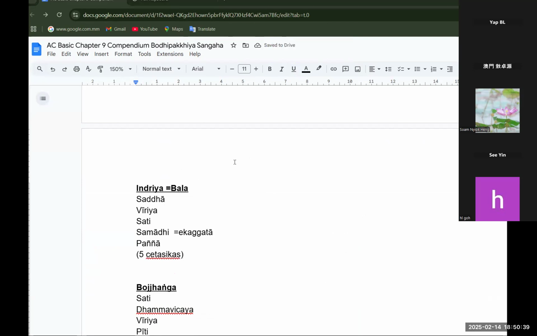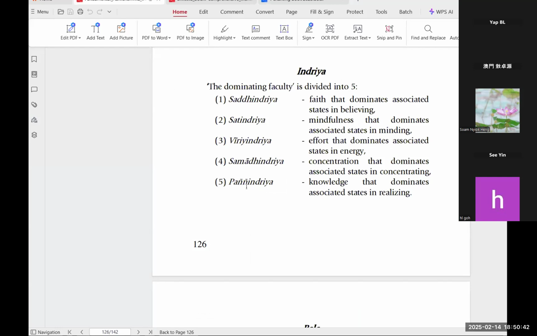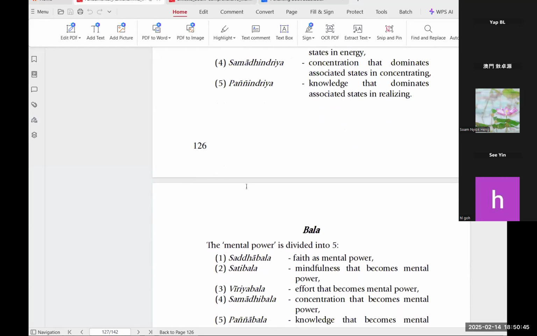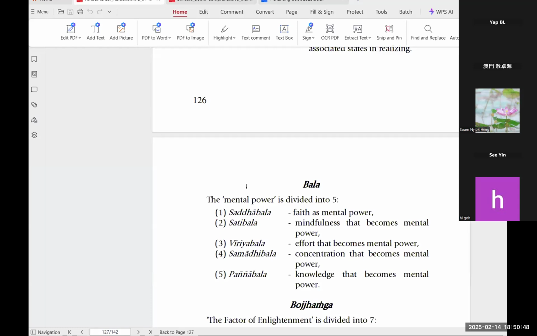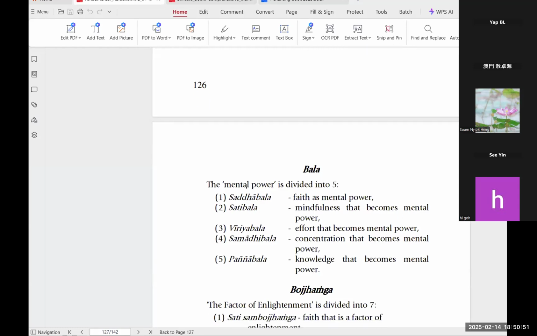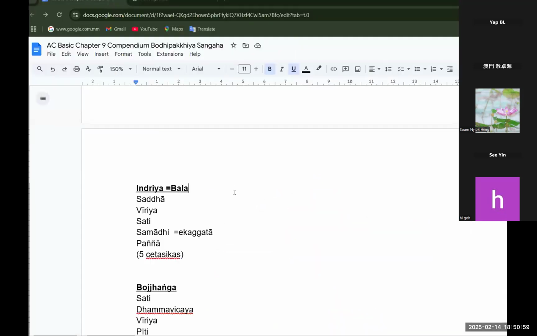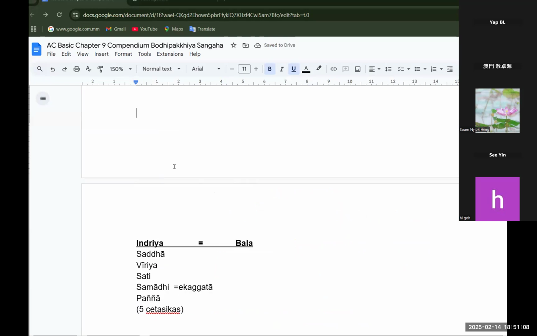Now the next one will be Bala. This book actually is very short. Bala, we already studied before. Remember when we say Indriya, when it becomes very strong, it becomes Bala, which is unshakable. So you have the same Dhamma: Saddha, Sati, Viriya, Samadhi, and Panna. I just write here, this is the same Dhamma, which is actually the same thing. So when your five faculties become very strong, they become Bala, power.